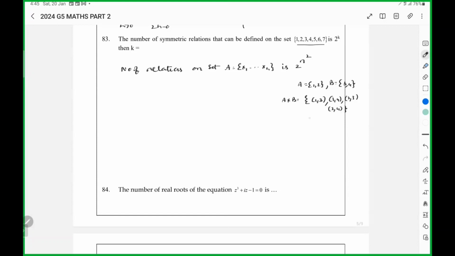So if A contains n elements, B contains m elements, A cross B contains n cross m elements. So a relation is a subset of A cross B.